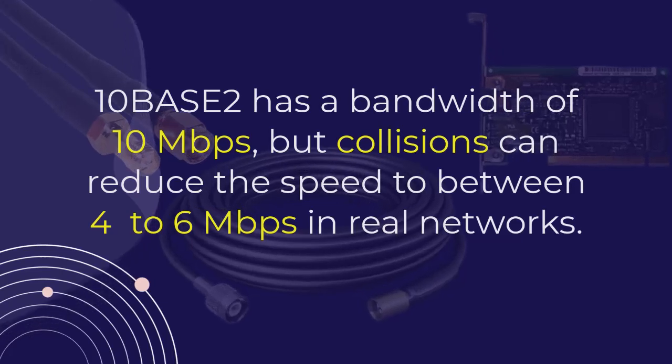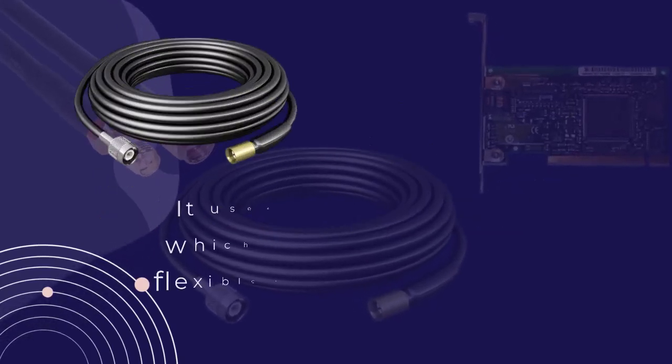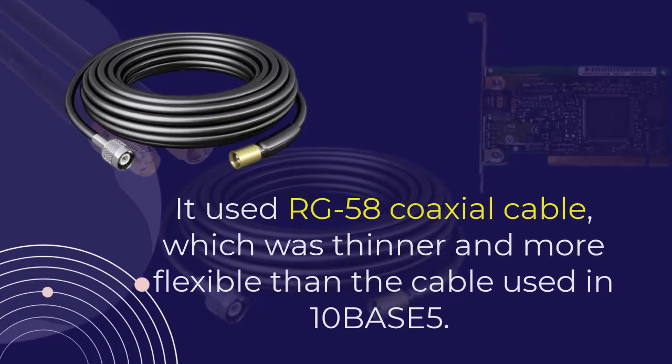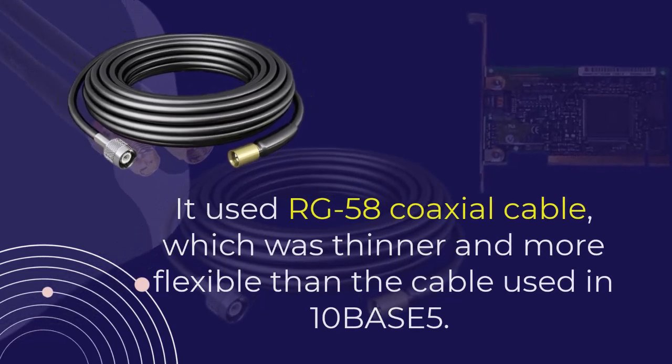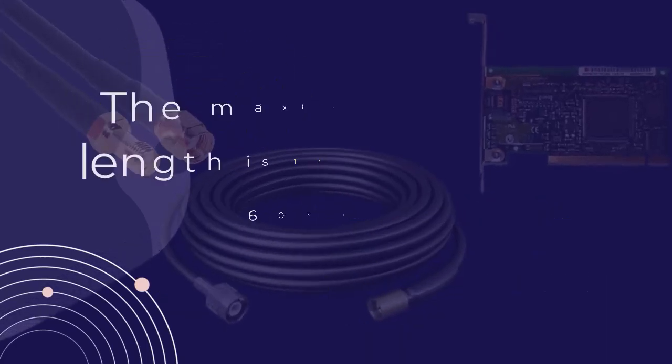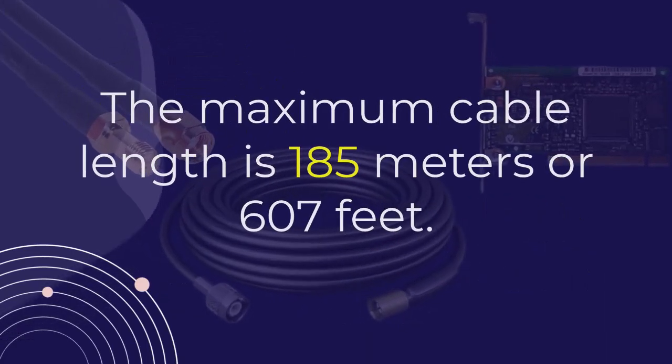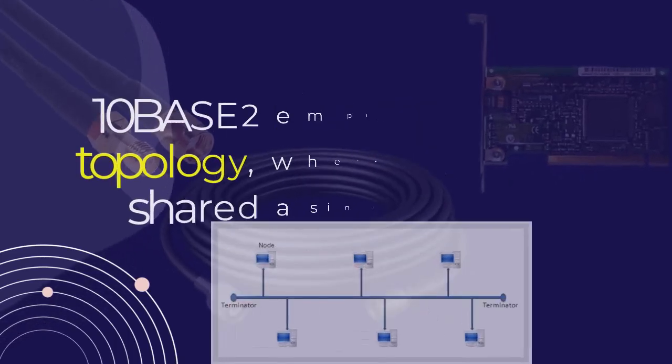10Base2 has a bandwidth of 10 megabits per second. But collisions can reduce the speed to between 4 to 6 megabits per second in real networks. It used RG58 coaxial cable, which was thinner and more flexible than the cable used in 10Base5. The maximum cable length is 185 meters or 607 feet.